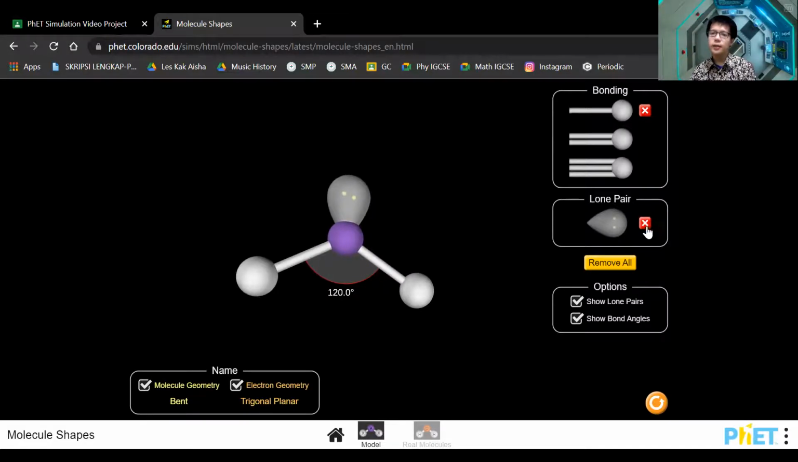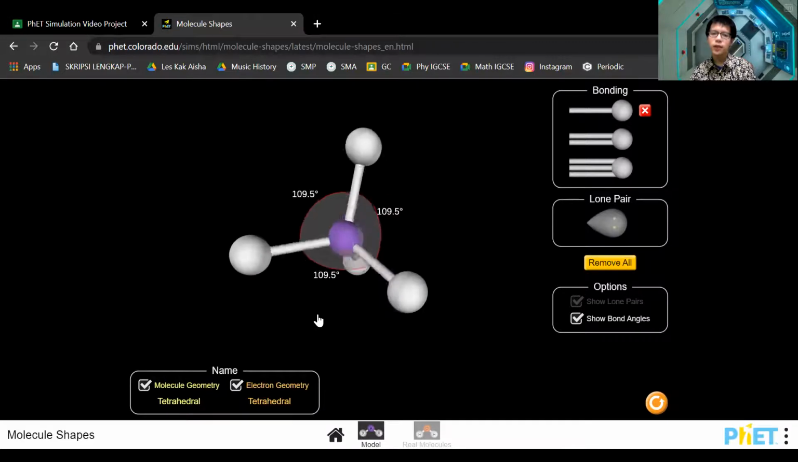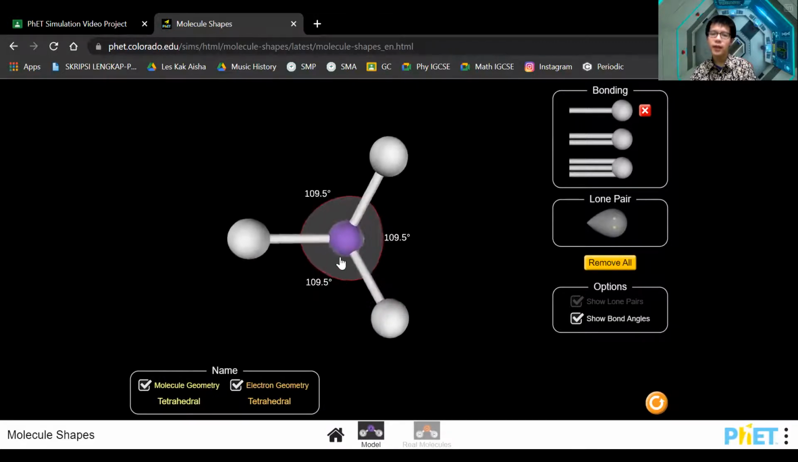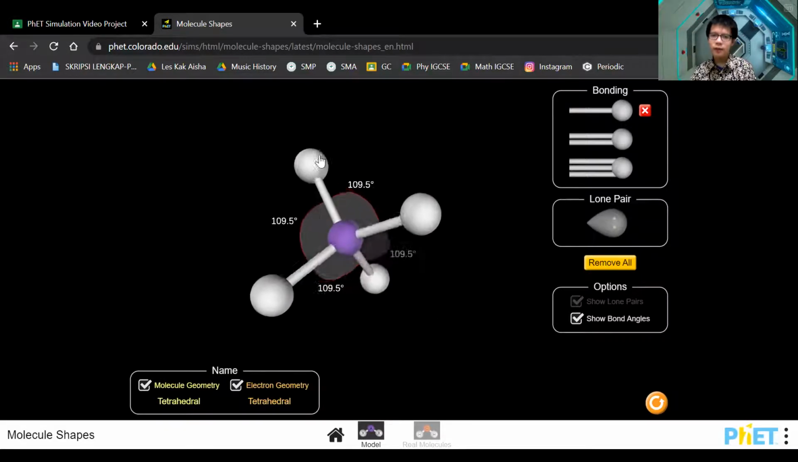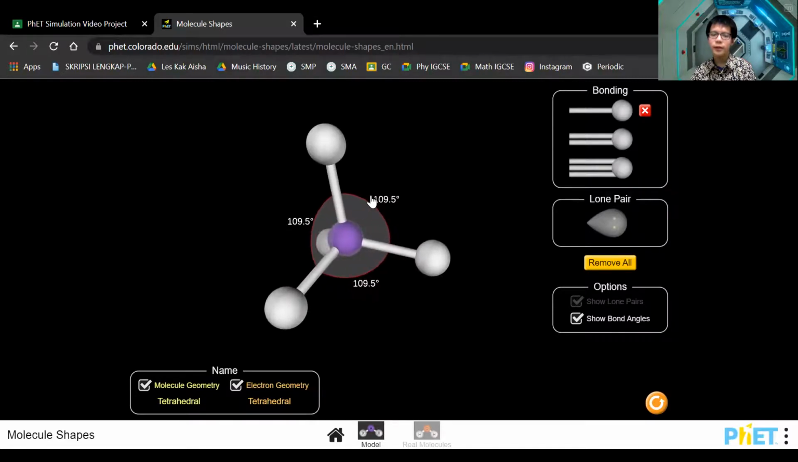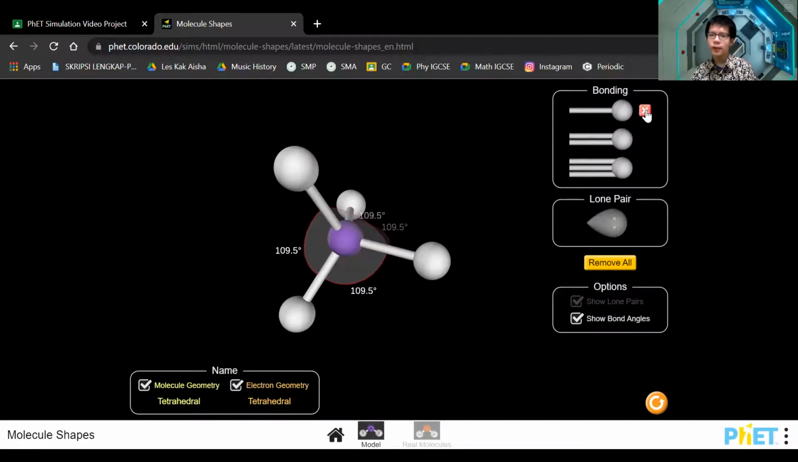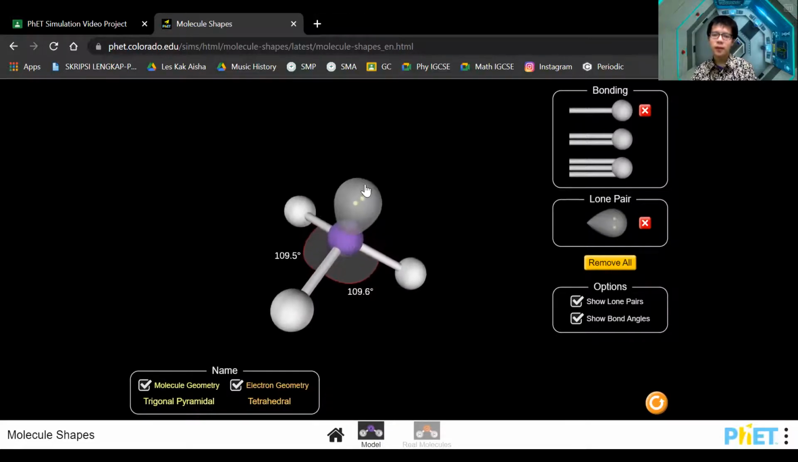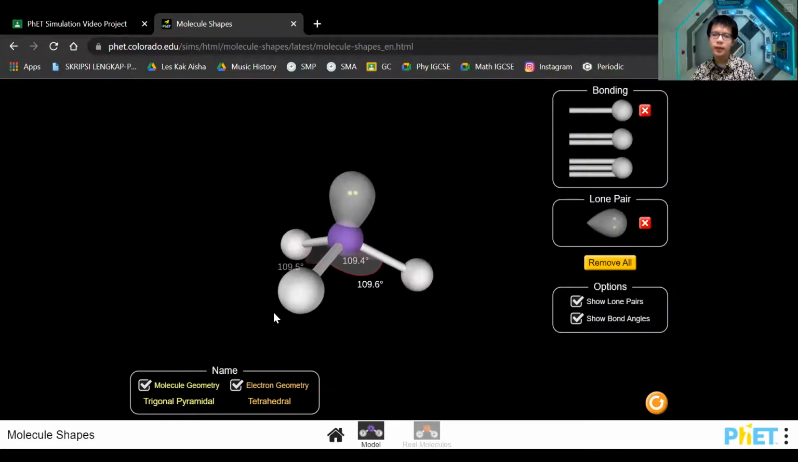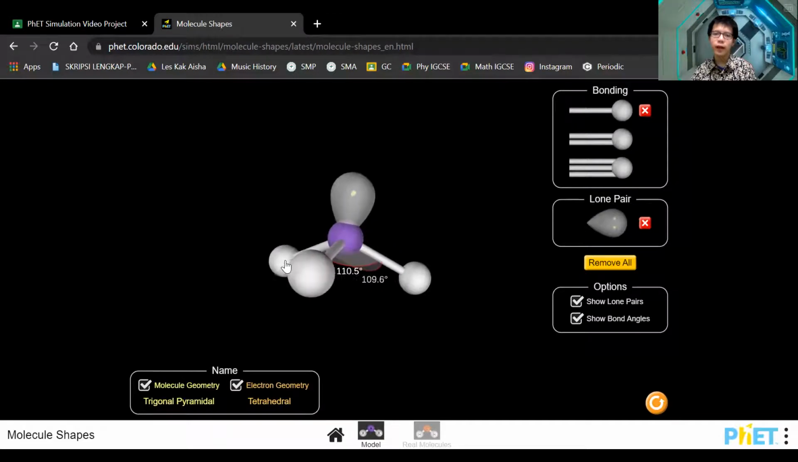Next, if the number of bonds becomes 4, the names of the molecular geometry and electron geometry are tetrahedral. All of the sides have a bond angle of 109.5. If we change one single bond into a lone pair, the name of the electron geometry is still the same, but the molecular geometry name is trigonal pyramidal. If we imagine it without looking at the lone pair, it is like a pyramid.